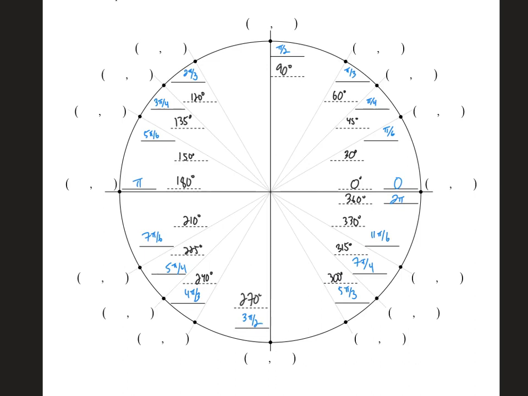Now, remember the x and y coordinates here. The cosine is going to be the x-coordinate, the sine is going to be the y-coordinate based on what we've seen before. Our main values here for 0 is 1 comma 0, 0 comma 1, negative 1 comma 0, and 0 comma negative 1.